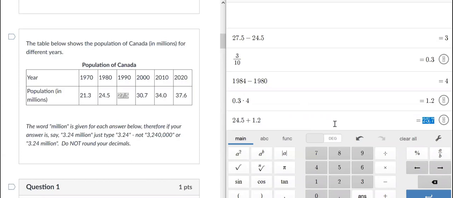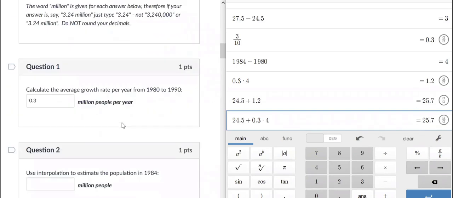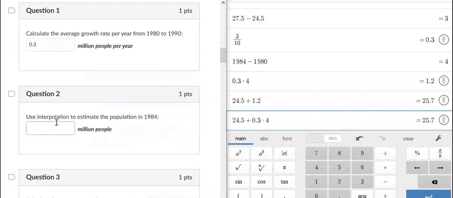Now, if it's more clear, I could do it this way. I could say, okay, take 24.5 and add 0.3 times 4. That's another way to write it out. But either way, 25.7 million is an estimate for the population in 1984, right? Okay with that?